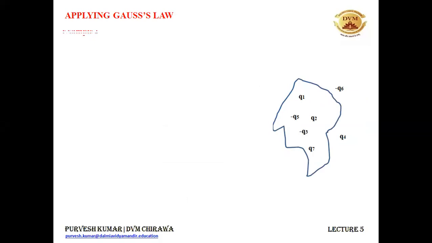So this is my example number 2. In this example 2, we are being given the same closed surface and we need to find the electric flux that is linked through this closed surface. So there are different amounts of charges present, Q1, Q2, minus Q3, minus Q5, Q7, Q4, minus Q6. We are interested only in the charges that are enclosed by the surface, because Gauss's law says that the electric flux linked through a surface is equal to the total charge enclosed by the surface divided by epsilon naught.